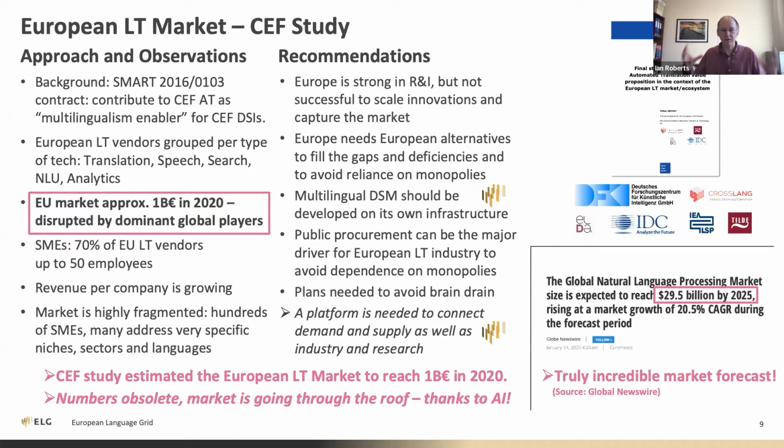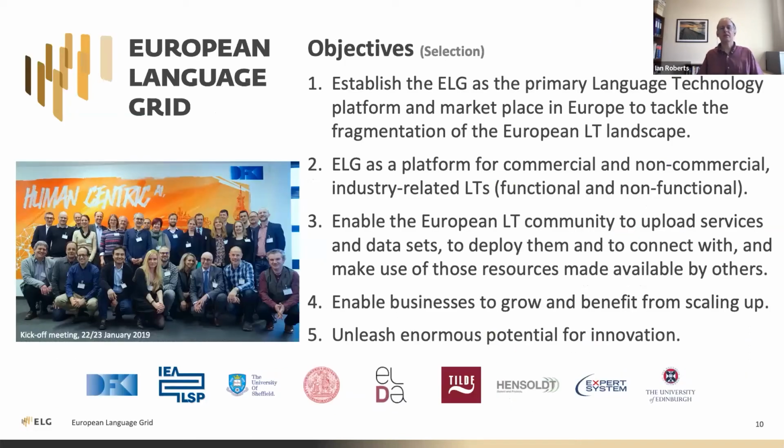So what we need is a single platform as a hub where all the different producers and consumers of language technology will know that if you want to make something available, put it there. If you want something to use for a particular task, look there. And that was hence the foundation of the European Language Grid. So the European Language Grid, as a Horizon project, began at the beginning of 2019 and this is a selection of the project objectives. And it's pretty much what I said. So we're establishing a language technology platform and marketplace in Europe to tackle this fragmentation.